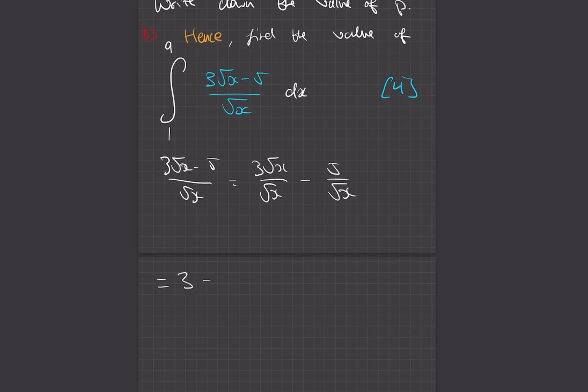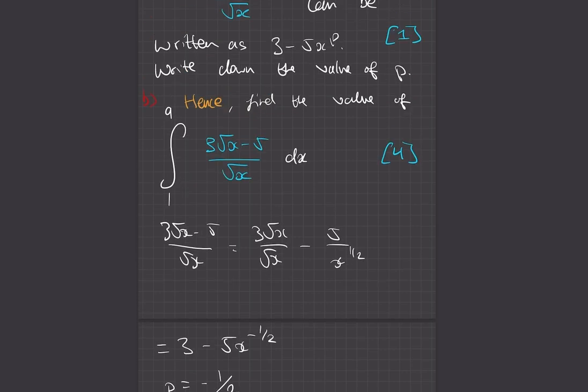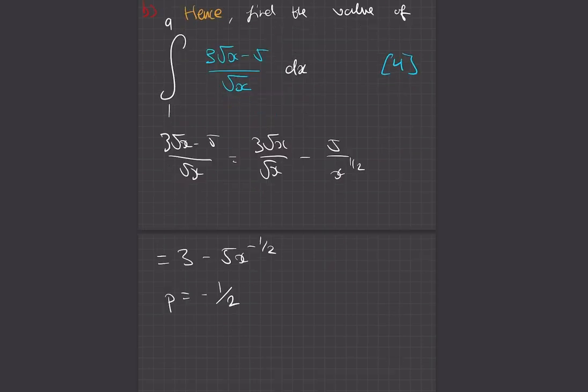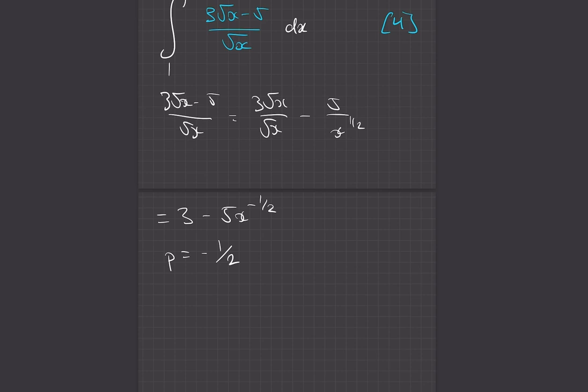And then root x is x to the 1/2, but because it's divided by that, that's 5x to the minus 1/2. So therefore, p is minus 1/2, right? Because we have to write it as 3 minus 5x to the p. So that's the first part done. Let me box that in.